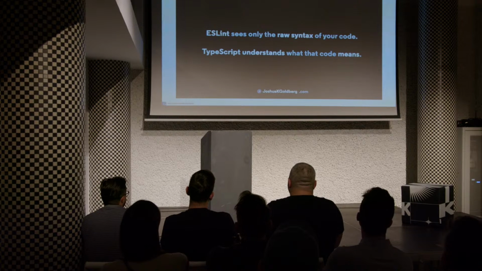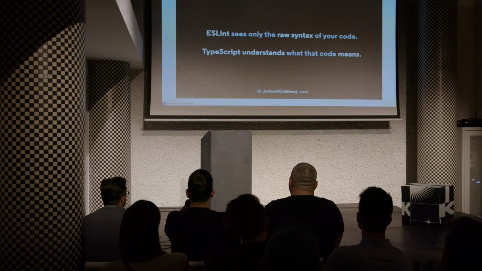It doesn't understand that some other file might export a function that only ever returns a number. So if you assign the result of calling that function in some other file to something that's supposed to be string, that might be an issue. That's the type of type issue that TypeScript understands. TypeScript understands not just the raw syntax, but also what the code is really meaning, what it is intended to do, which is a very powerful, very nifty thing.